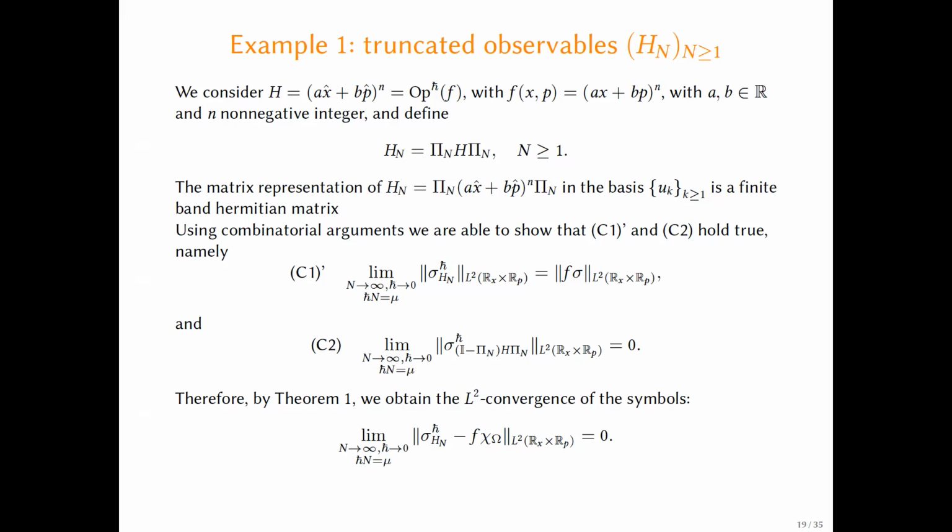And also condition C2, using these combinatorial techniques, is satisfied. And so for this model, we are able to show that, since condition C0 holds, because they are spectral projections of a Schrödinger operator, condition C1 prime holds and condition C2 holds, then the limit holds in the stronger sense. Does this higher dimension still work? We didn't try, but I think so.